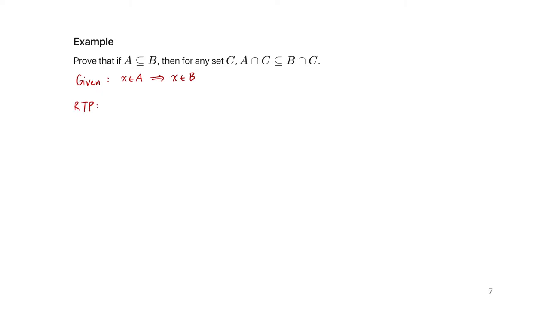What we're now asked to show is that if X is in A and X is in C, i.e. X is in the intersection of A and C, that implies that X is in B and X is in C. Is that clear? Any questions with this?